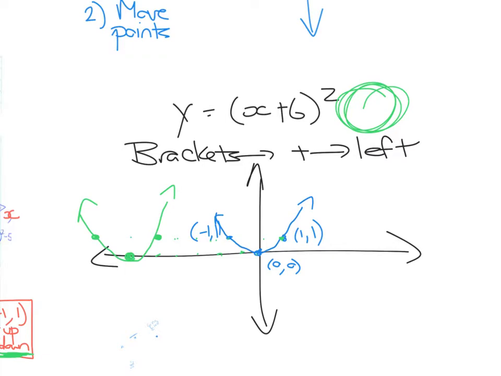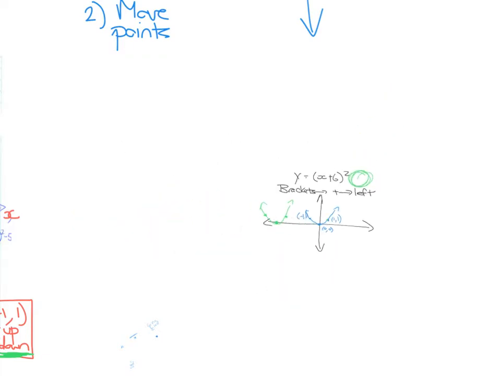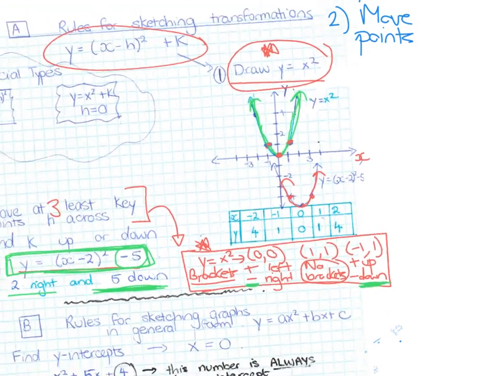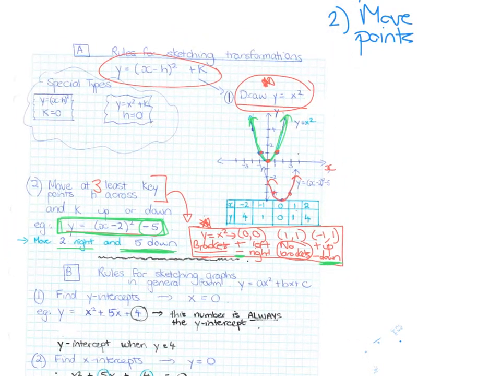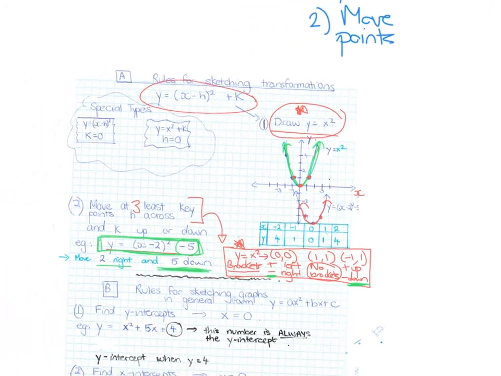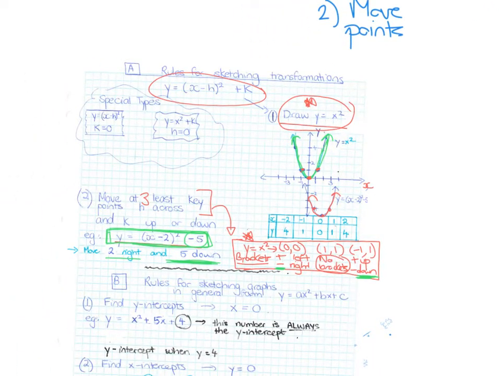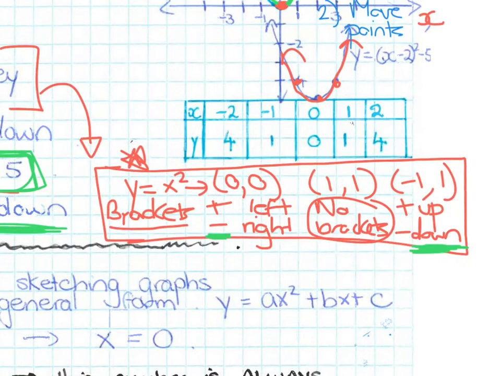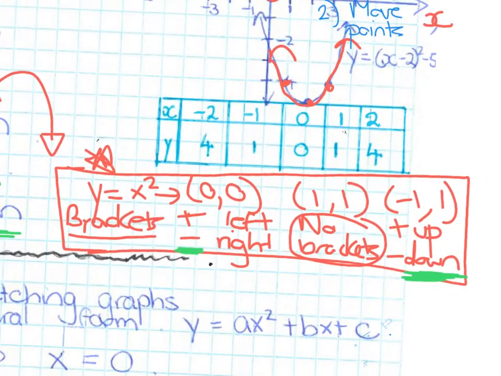Let's just quickly review what we just said. If we have a graph like this and we have to sketch it, we first plot these points: 0, 0, 1, 1, and -1, 1. Then we move the graph. If the number in the brackets is positive, you move it left. If it's negative, you move it right.